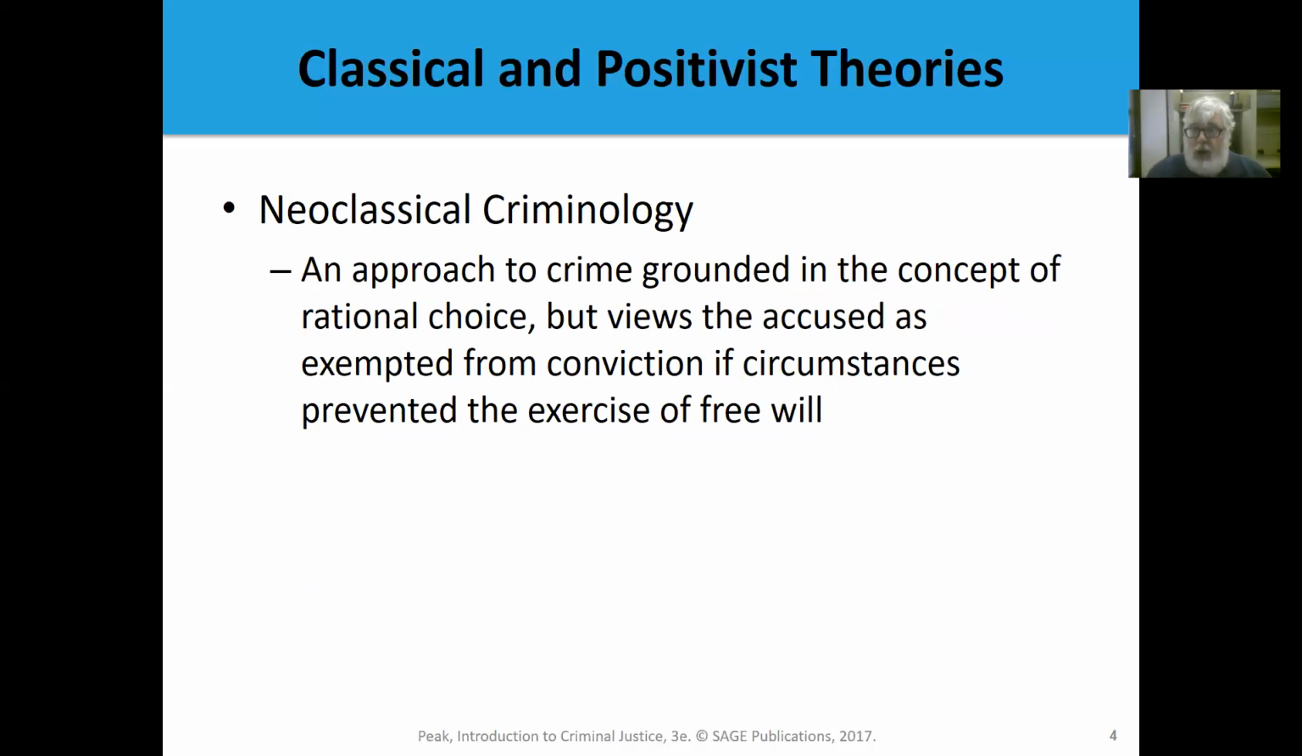Following much later in the 1970s, the classical theorists were back in the 1800s. Neoclassical criminology is basically bringing back the idea of classical theorists suggesting that people have choice. Now they're going to call it rational choice. But in some cases we'll say, well, the person might be exempted or excused from conviction if some circumstances prevented their ability to make the right choice. We'll look at that more deeply.